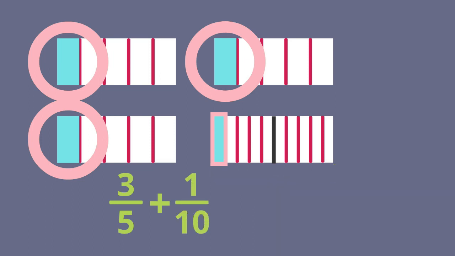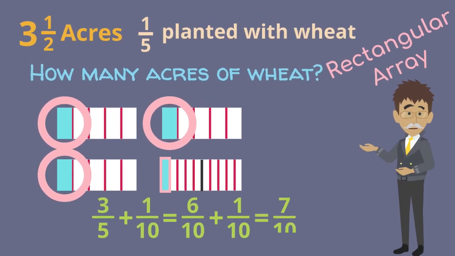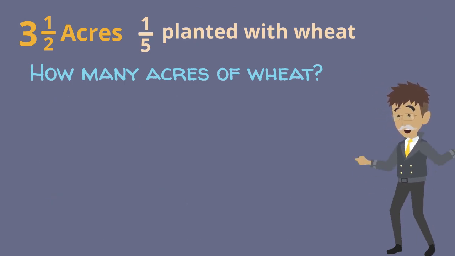Adding the 2 pieces together means we need a common denominator. 3/5 is the same as 6/10, which we can now combine with the extra piece for a total of 7/10 of an acre. Finally, let's look at the mathematics.